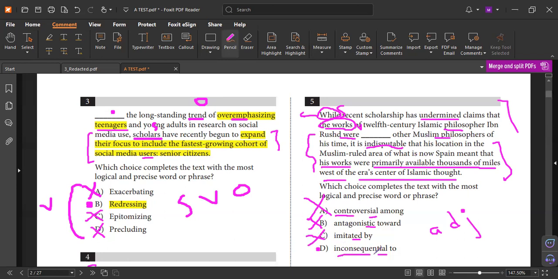But inconsequential means these works have no effect, because consequence means effects on the Muslim philosophers. It means these Muslim philosophers are not affected by his works. They don't take any ideas from him. That means the letter D is supported. Why? Because it's too far. Primarily available thousands of miles west. This means we need evidence in the text.